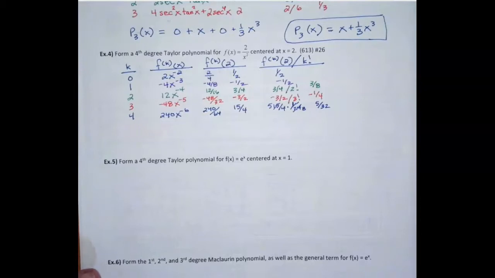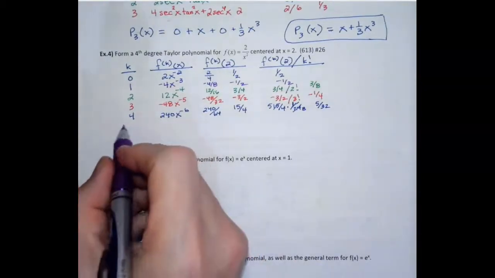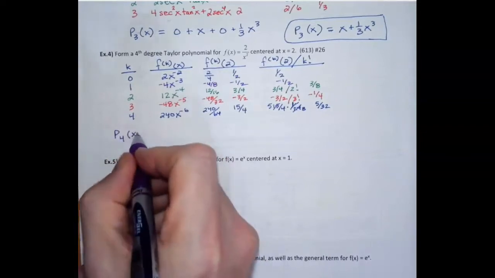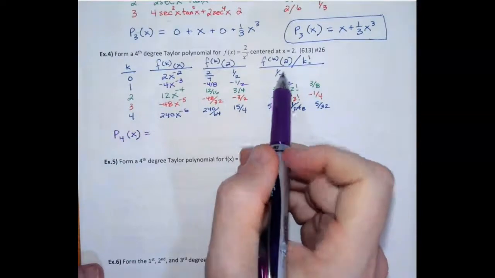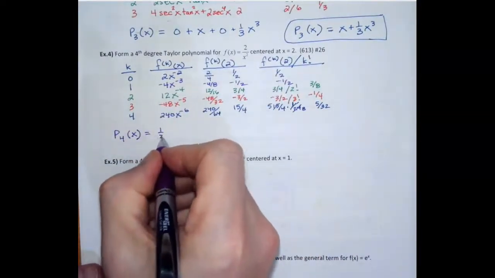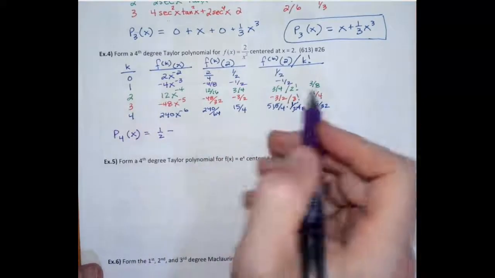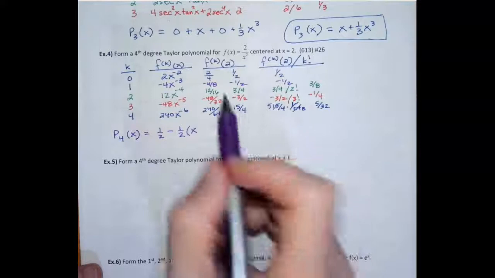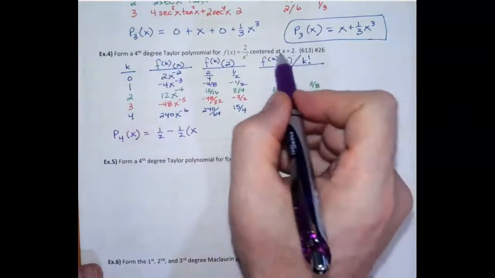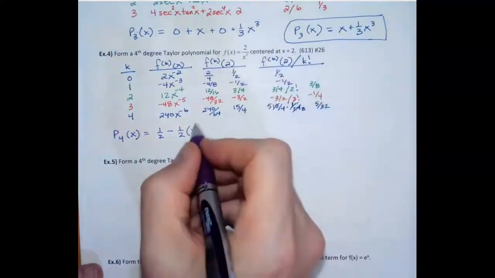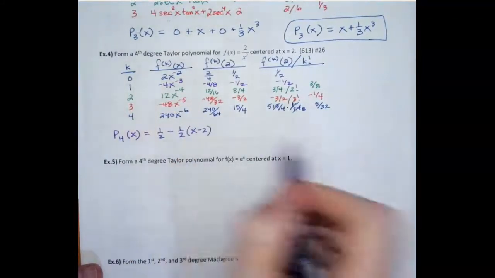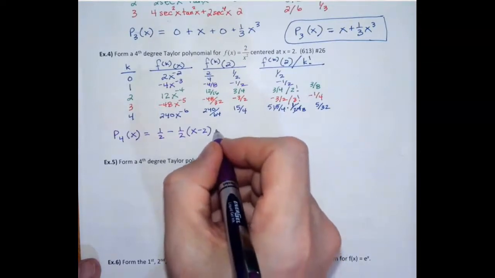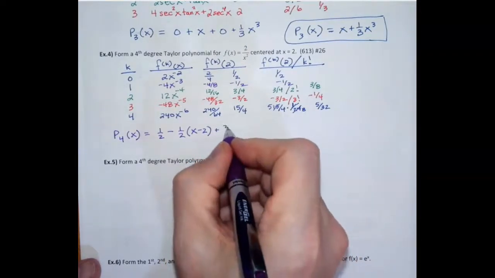Okay, so if we do our 4th degree Taylor polynomial, we start with our first term, that was 1/2. And then our next term is negative 1/2, and now we have to start putting in the x. And because it's a Taylor polynomial, we don't have 0, we have 2. It's going to be x minus 2. I'm not going to simplify this out. That's a bit tedious, and they wouldn't have us do that for this long thing, I don't think.